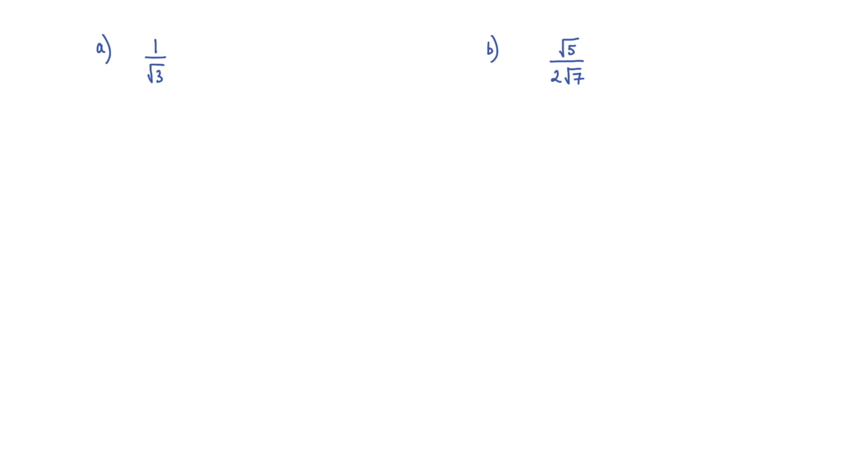For these questions, we need to rationalize the denominator. In other words, we don't want a square root in the denominator. So when I look at this first question here, we've got 1 over root 3. And the way we eliminate the root in the denominator is by multiplying that denominator by root 3. Now, if I do that to the denominator, I must do it to the numerator as well.